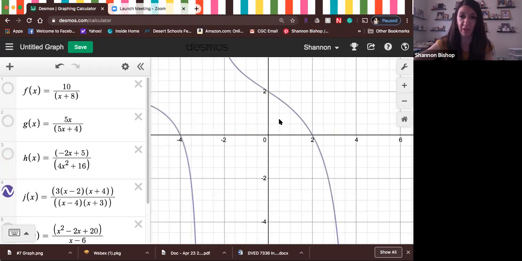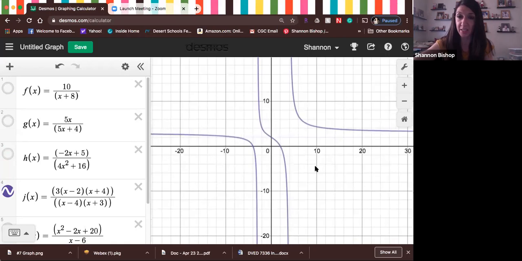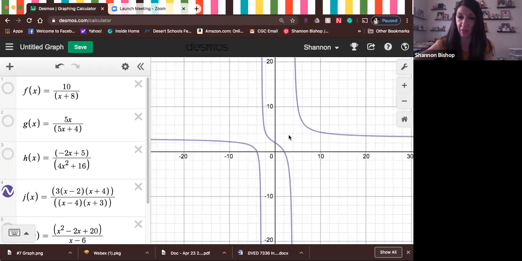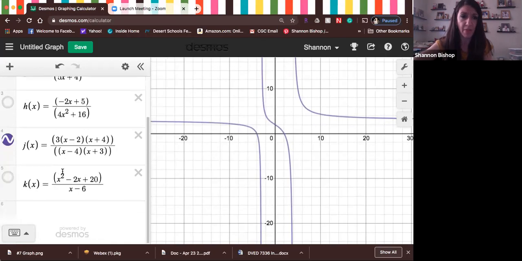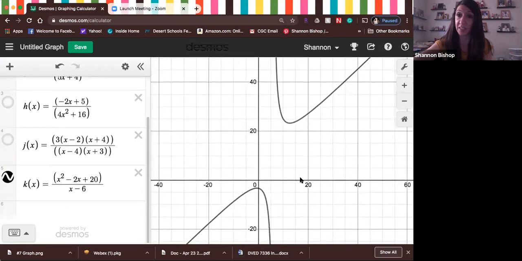And then my personal favorite, j of x, seems to have three distinct regions. You've got the lower left region, the upper right region, and then this cubic looking third degree wannabe function in the middle. So very interesting on that one. And then the last graph, k of x, also has two very distinct regions.